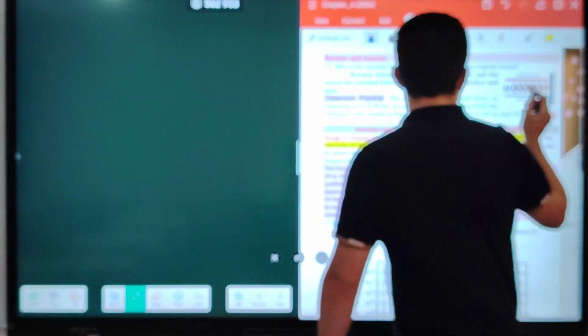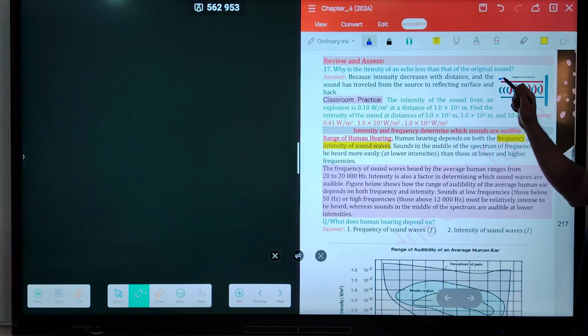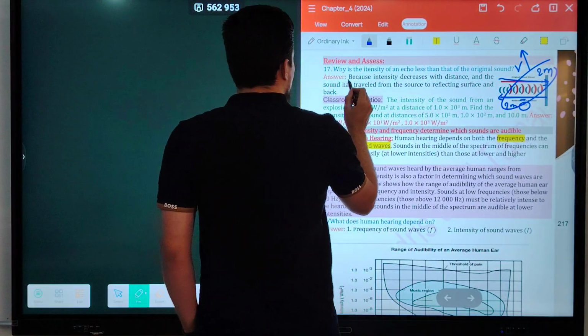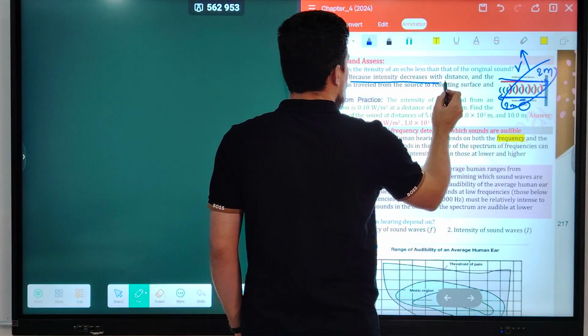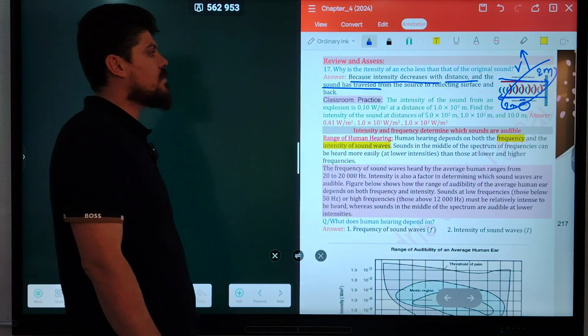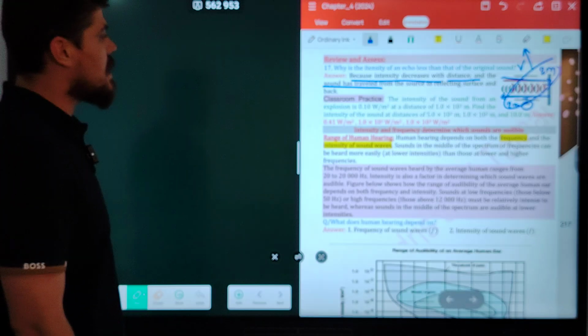For the original sound, the distance traveled is, for example, 2 meters. And then reflected, the echo also travels 2 meters. 2 meters with 2 meters is 4 meters. It means the distance becomes more, so the intensity becomes less, because intensity decreases with distance, and the sound has traveled from the source to the reflecting surface and back.